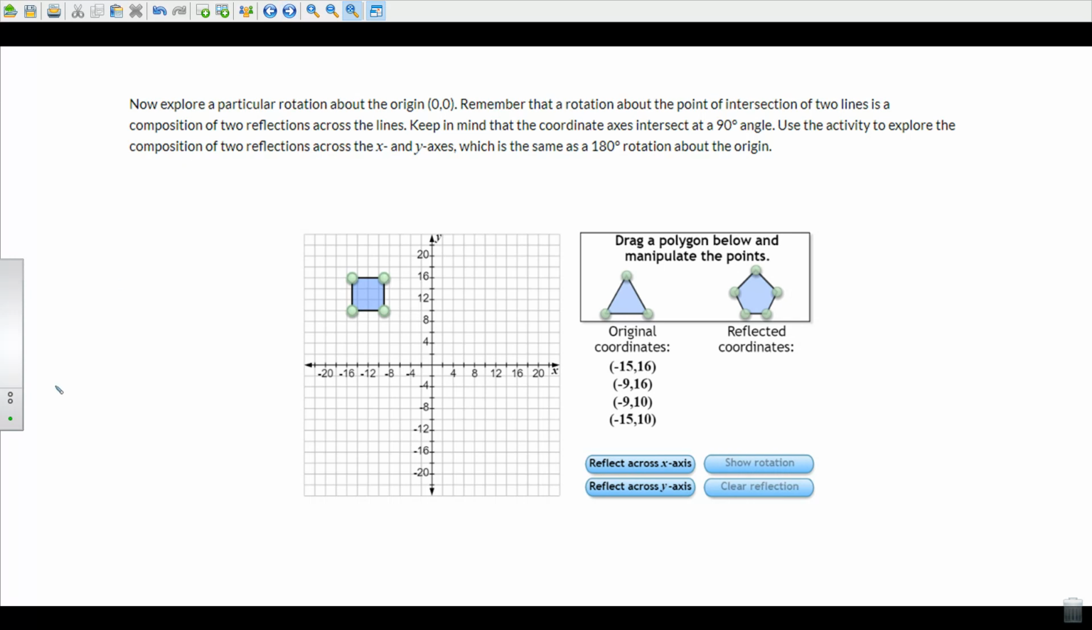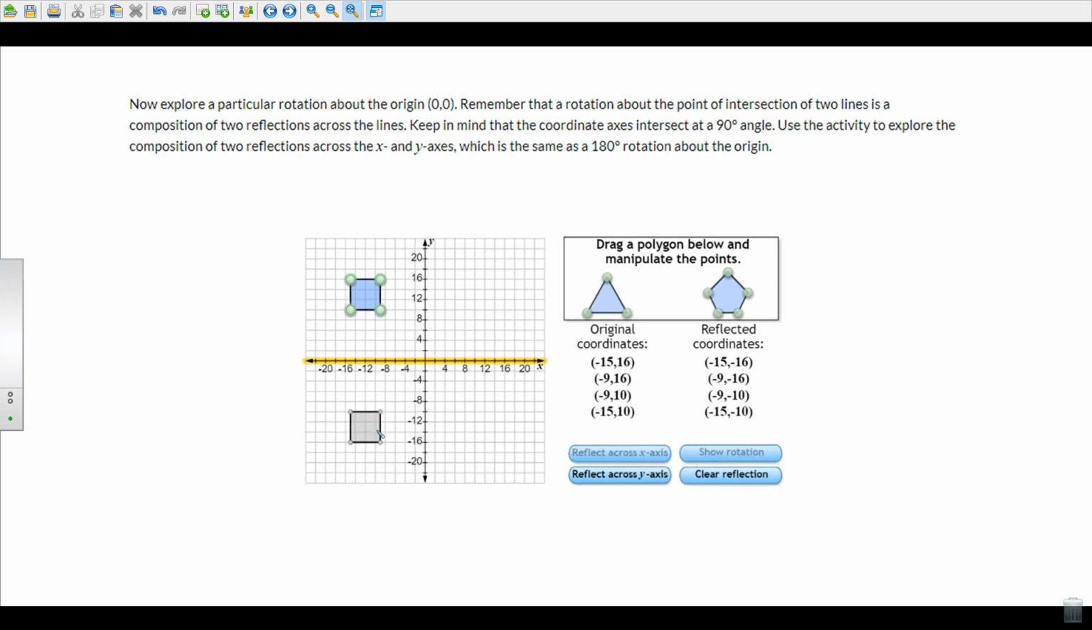And this next thing is actually an animation in AgileMind. This is going to relate a composition of two reflections across the x-axis, then across the y-axis, and you're going to see that it ends up being the same as a 180-degree rotation. So I put this figure on here. I just used a square. You can use the other ones in AgileMind yourself and test them out. Here are the coordinates of it.